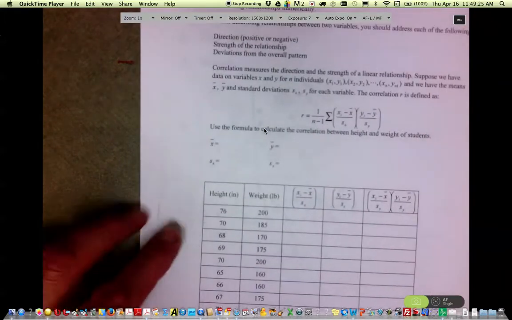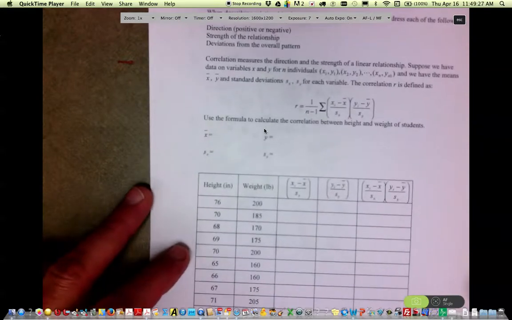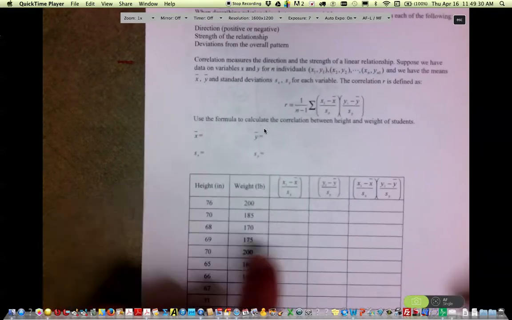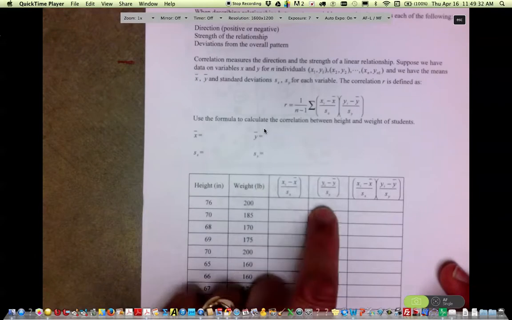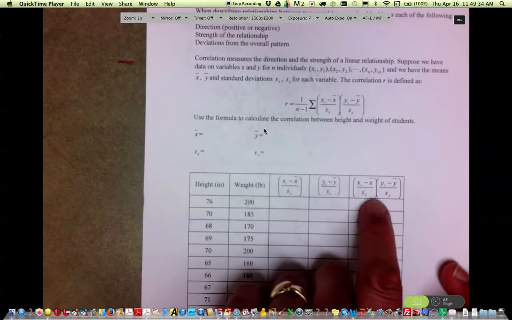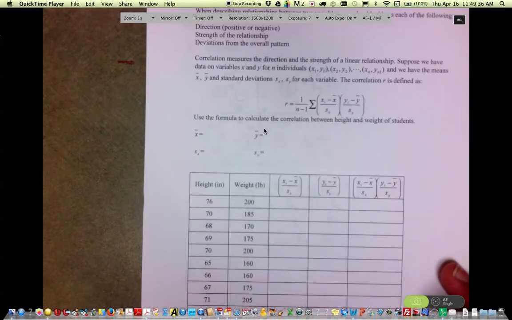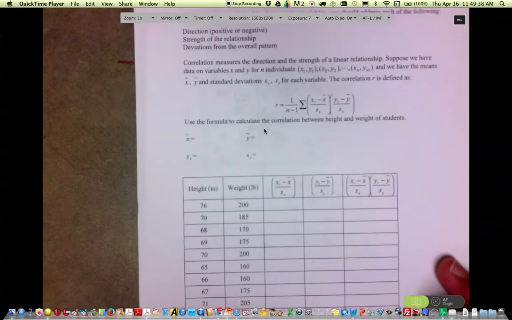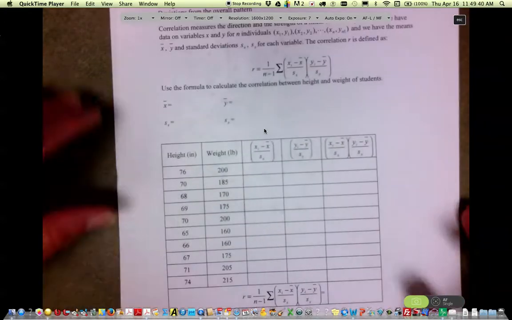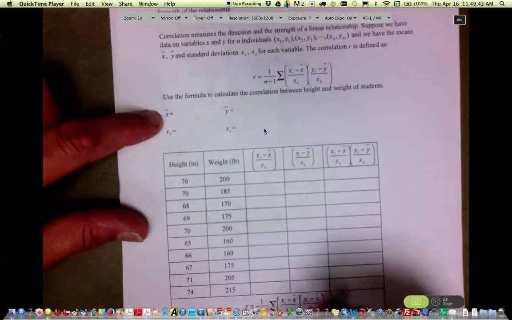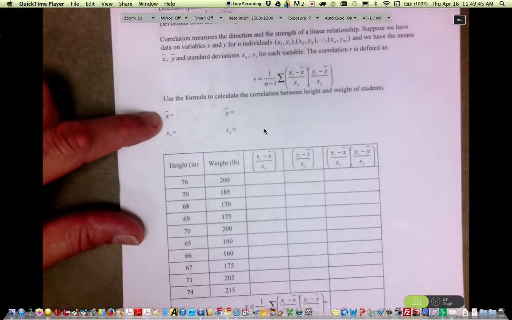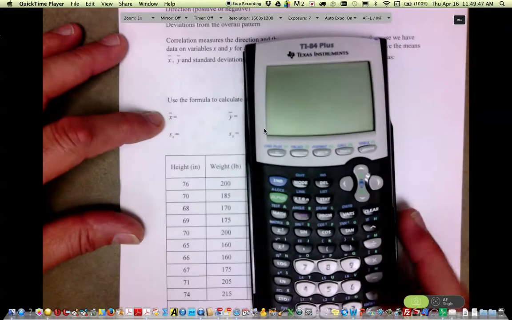And here are all the numbers again. What I want to do is calculate a z-score for every one of the x's, calculate a z-score for every one of the y's, multiply them together, and then add them all up and divide by the number of contributions. In order for me to do this, I'm going to need to know what x bar is. We saw that on Tuesday night.